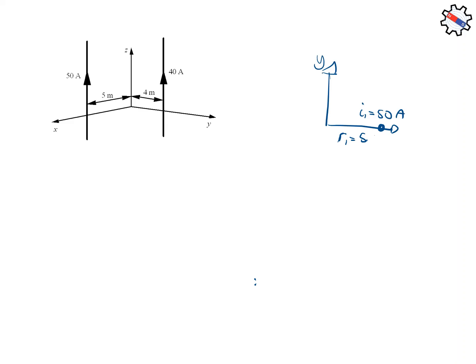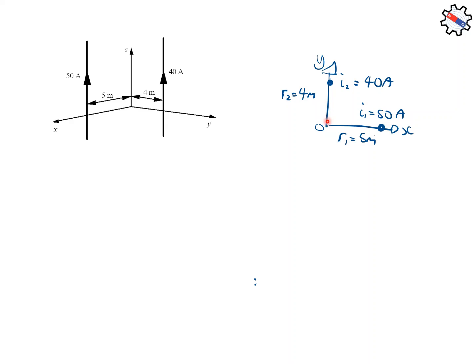It's always a good idea to redraw diagrams, make them simpler. We can look from above with this diagram, and that certainly simplifies things. We've got these currents coming out of the page now, I1 and I2. We're calling this wire 1 here, crossing the x-axis. I1 equals 50 amps, R1 equals 5 meters. Calling this wire 2, crossing the y-axis, current I2, 40 amps, distance from the origin 4 meters.